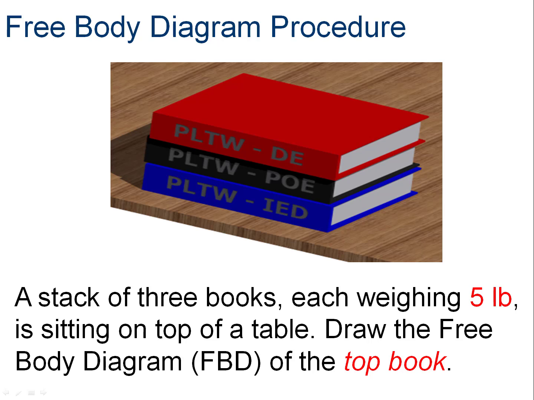So when we draw a free body diagram, we're going to follow a little bit of a procedure here just to make it a little simpler as you start out. So consider this diagram. We've got 3 books stacked on top of a table. Each book weighs 5 pounds. And we're going to draw a free body diagram of the top book.